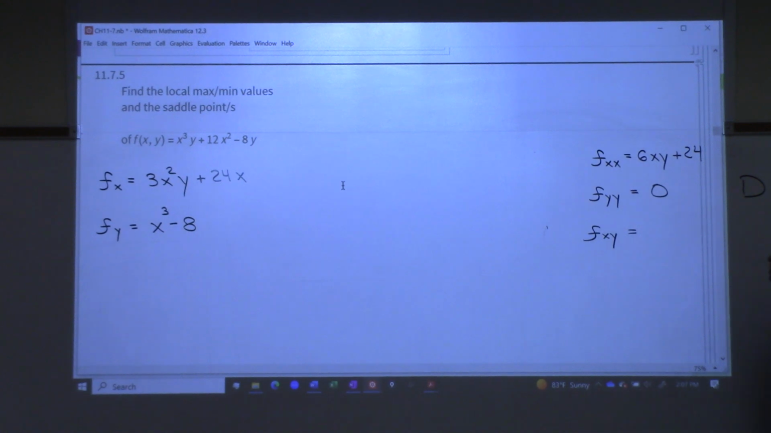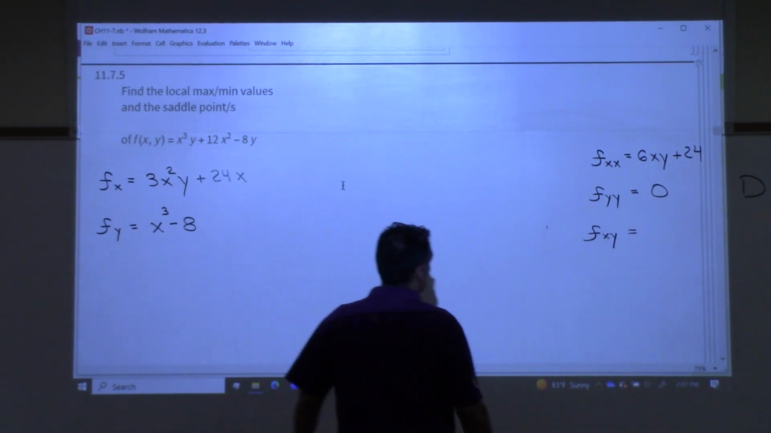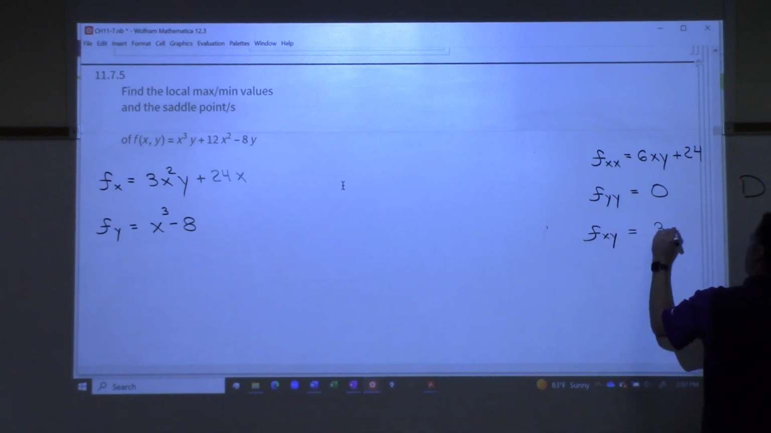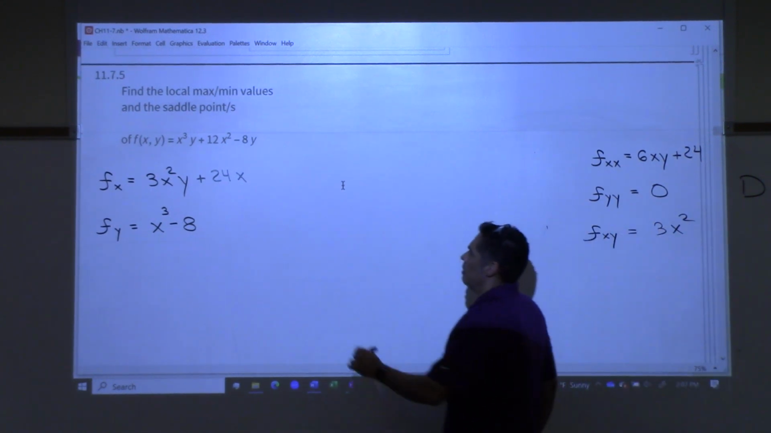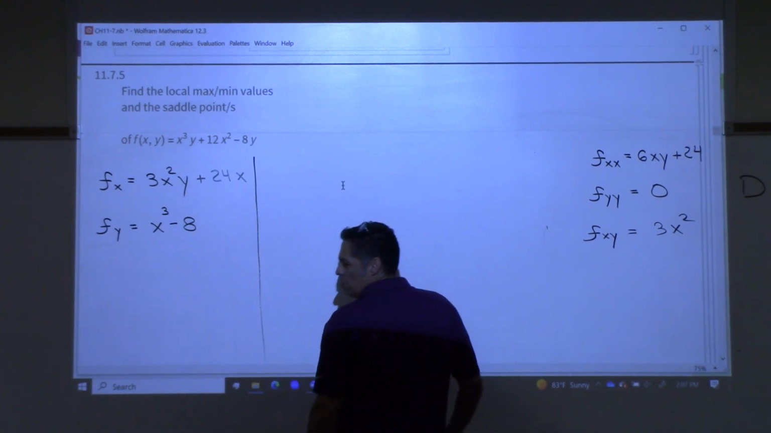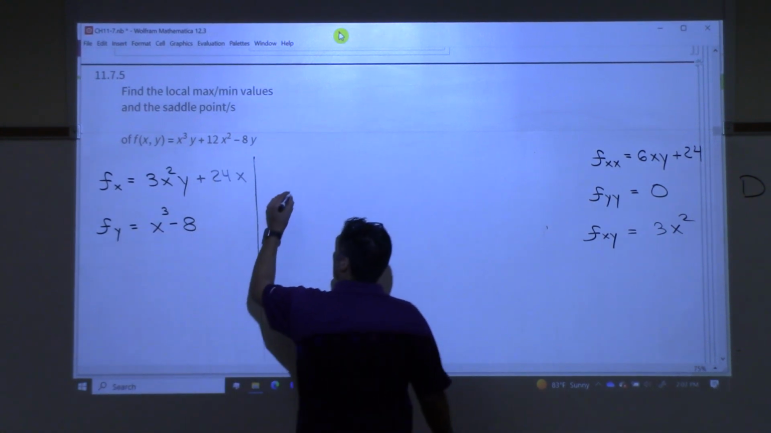What do we get? With respect to x, that's this. And then now with respect to y. Go ahead, Greg. 3x squared. All right, there we go. Those are our partials. That's all we need to do the problem. Now we need to set these things equal to 0. Or maybe to each other. I mean, it depends on how this works.